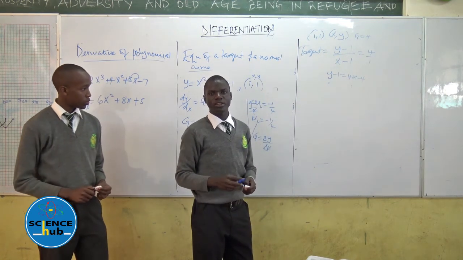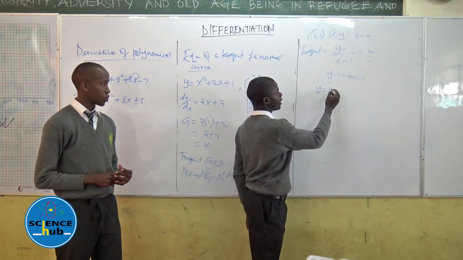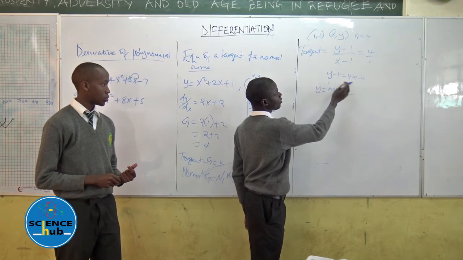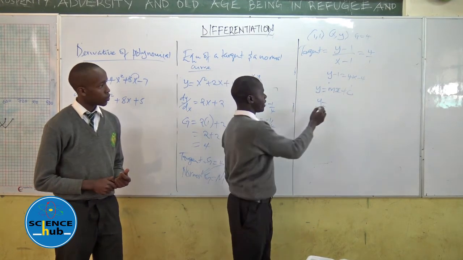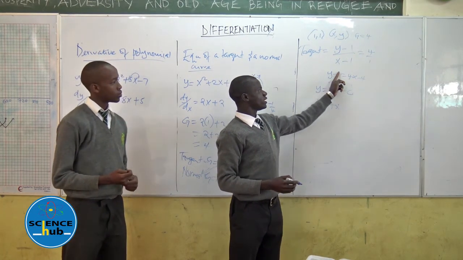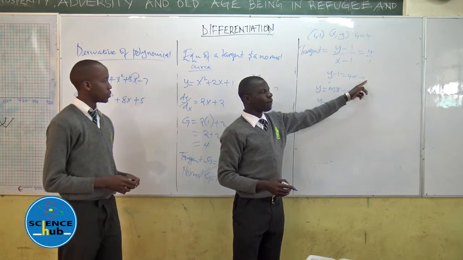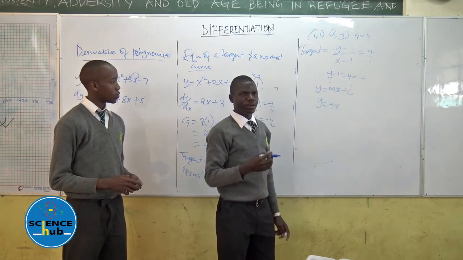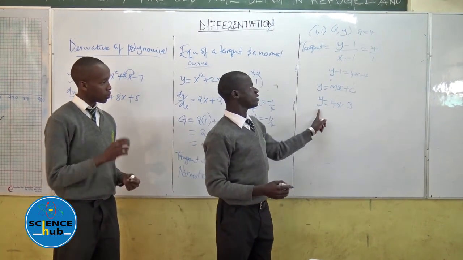And the equation is always in the form of y is equal to mx plus c. So you can take the other side. That gives us y is equal to 4x minus 4, and minus 1 going to the other side will be plus 1. So it will be negative 4 plus 1 to give us negative 3. So this is our equation of the tangent.